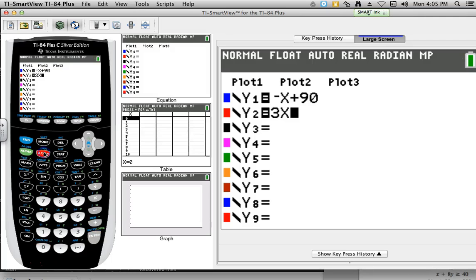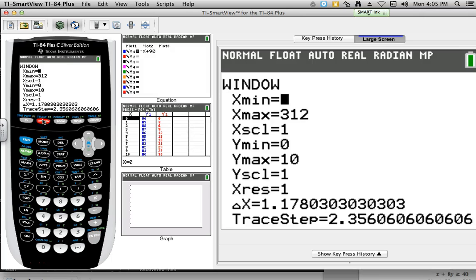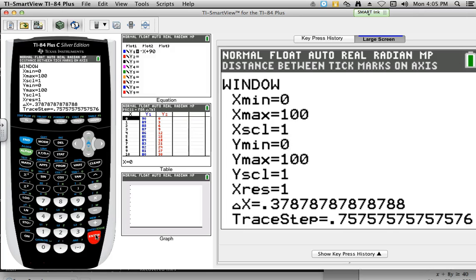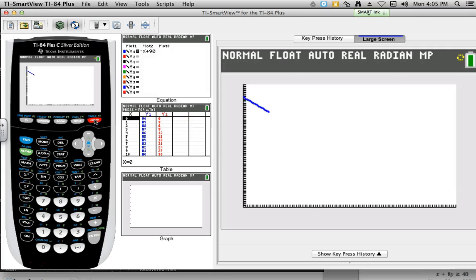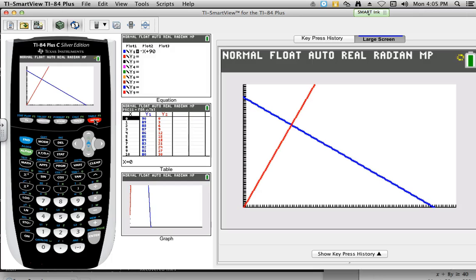And then we have 3x. And one of the things you probably want to do is make your window the same as what we were doing here, which would be 0 to 100 for both the x and the y. Intervals of 1 are just fine. Graph. So there's our x plus y equals 90, and there's our y equals 3x.